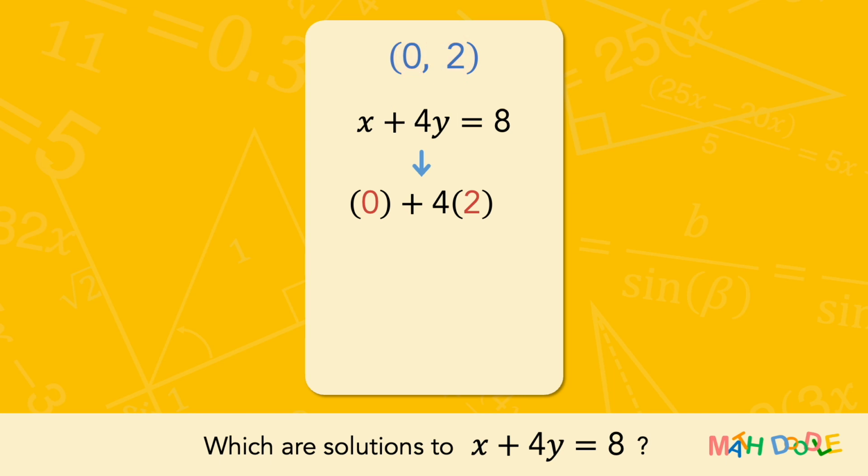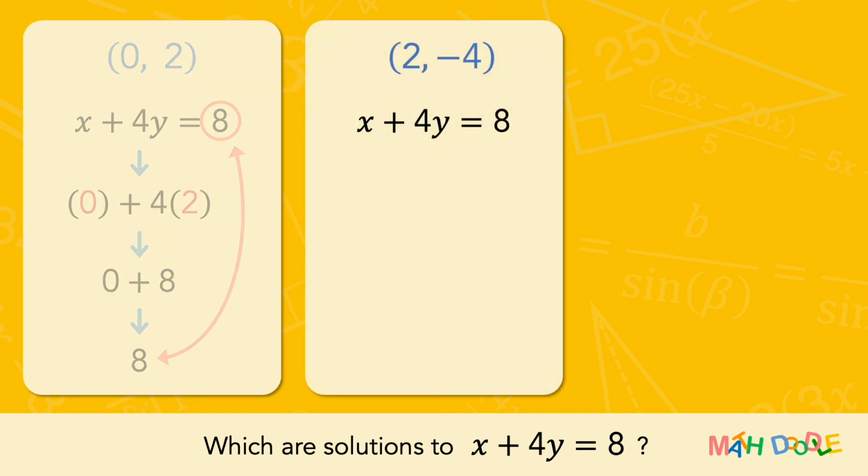Now, the left side of the equation is simplified into 0 plus 8, which is 8. As you can see, after substituting 0 and 2 for x and y, the left and right sides of the equation have the same value. And this tells us that this ordered pair is a solution to the equation.